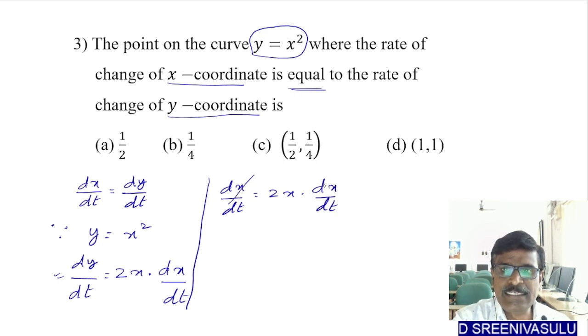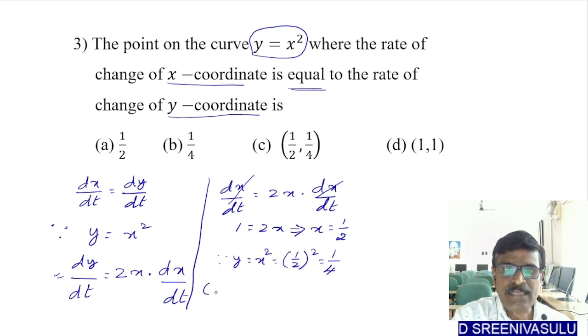Then dx by dt, dx by dt will get cancelled. 1 is equal to 2x, which implies x is equal to 1 by 2. Since y is equal to x square, x is 1 by 2 means 1 by 2 whole square. This is equal to 1 by 4. Therefore, the point on the curve is x comma y is equal to 1 by 2 comma 1 by 4. Because x is 1 by 2, y is 1 by 4. Option C is the correct one.